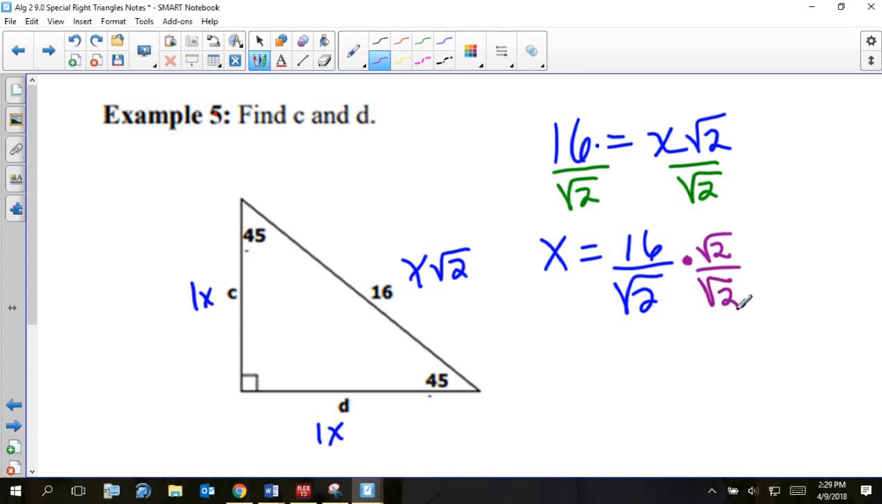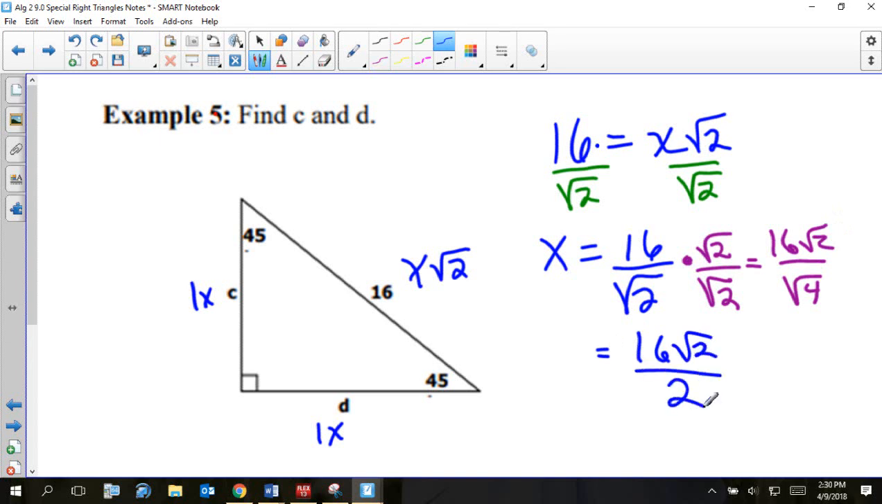You've got to make that into square root 4, which won't be a square root anymore. On top, I've got 16 square root 2. So now I have 16 square root 2 over the square root of 4, which is 2. And then you say, hold on, that reduces. Do I have decimals anywhere on the paper right now? No. 16 square root 2 divided by 2, something factors out and cancels.